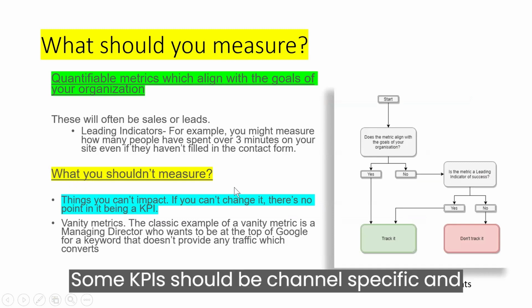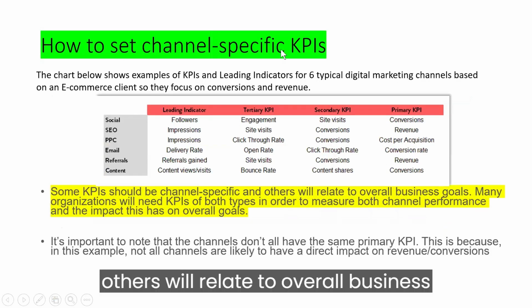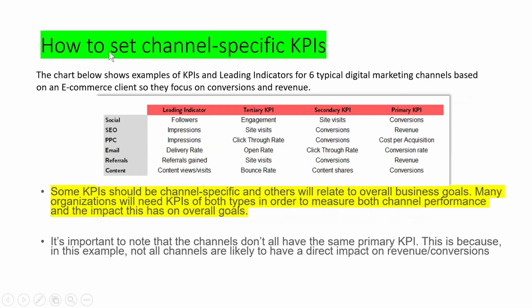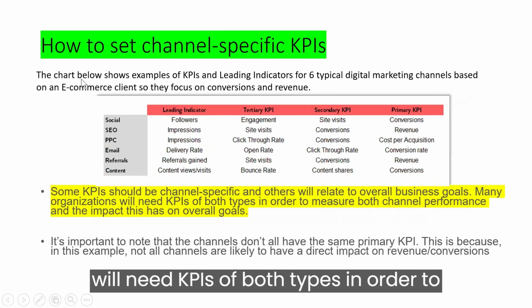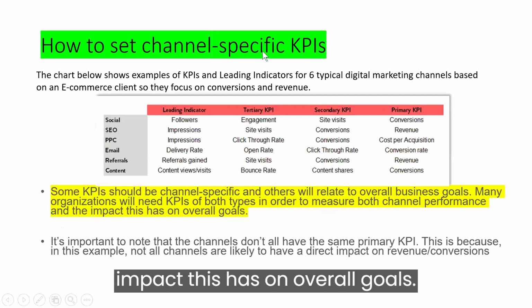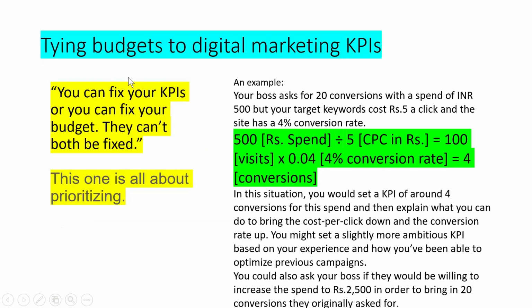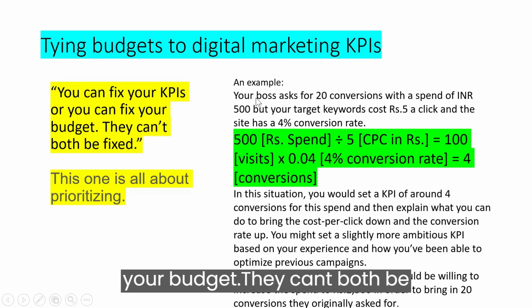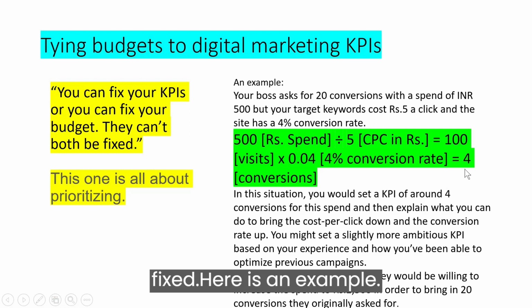Some KPIs should be channel specific, and others will relate to overall business goals. Many organizations will need KPIs of both types in order to measure both channel performance and the impact this has on overall goals. You can fix your KPIs or you can fix your budget. They can't both be fixed.